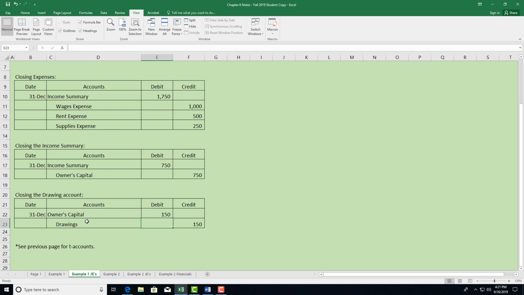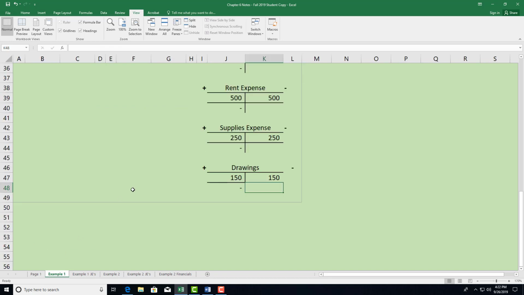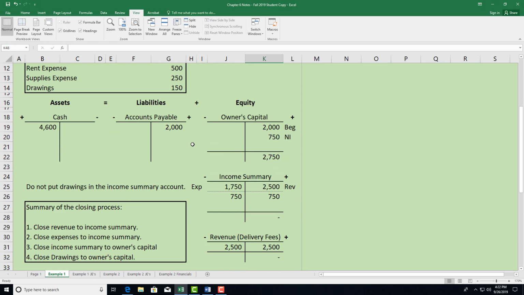Now I'm still putting debits on top and to the left, credits on the bottom and to the right, but I just wrote that credit down first and then kind of worked backwards to say, okay, if I'm crediting drawings to close it, I know the other half of the entry has to be a debit. So we post that debit to owner's capital, 150.